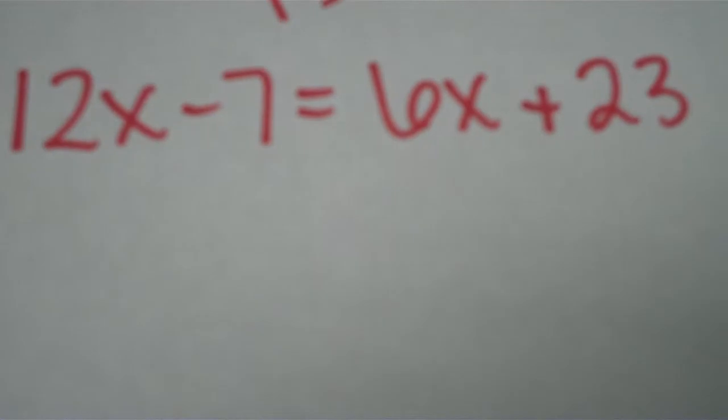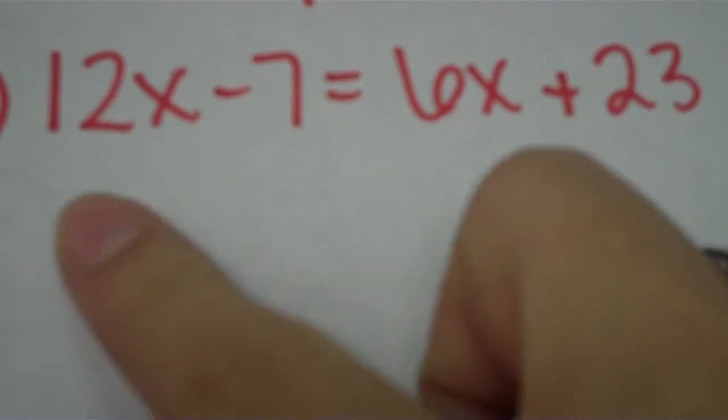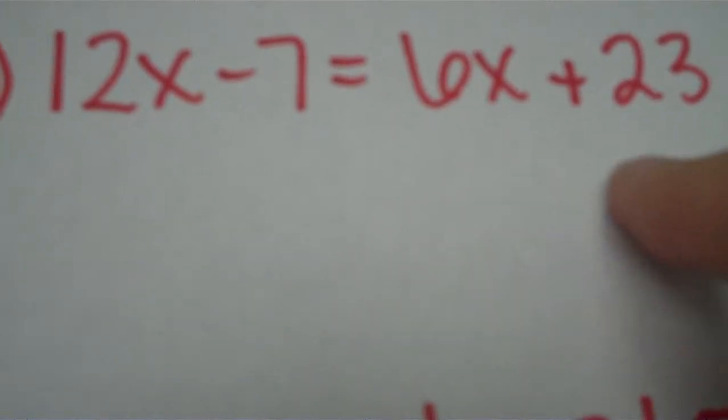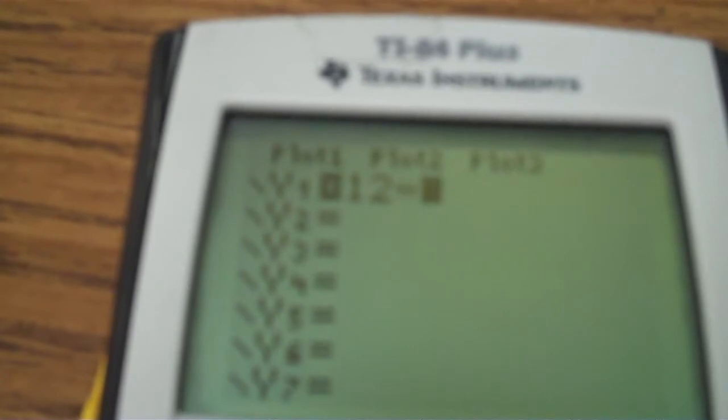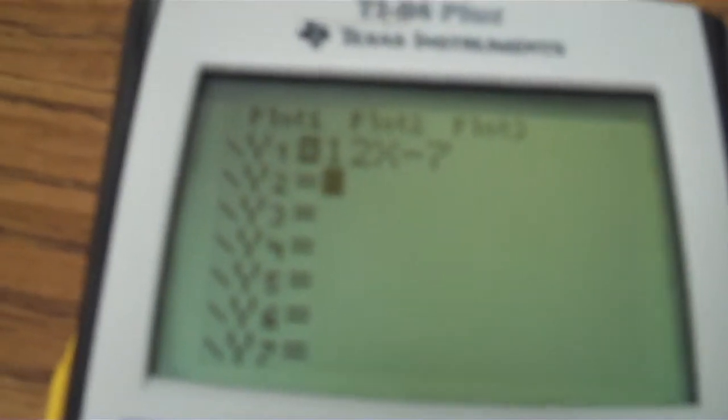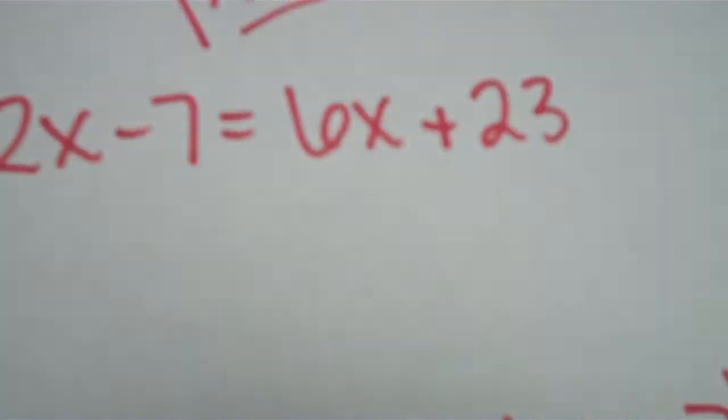Here's my problem. I'm going to put the left side, this, into y1, and that into y2. So 12x minus 7. I know it's hard. Oh, see, I forgot my x. Don't do that. 12x minus 7. And 6x plus 23. Okay. Double check, make sure they look the same. Yep, we're all good.